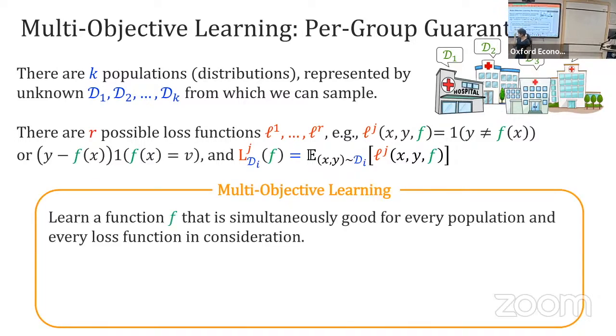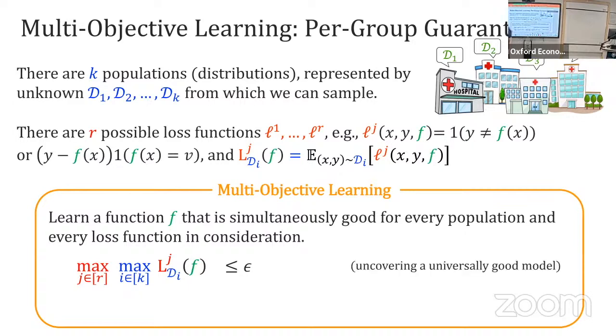What the multi-objective learning framework says and wants is to learn one function f. And right now, let's say that the fact that f is a single function is important. We can relax that. It should be simultaneously good for every population and every loss function. What might that look like is that if I fix the population and the loss function, this is what I'm asking for. Now, I'm saying that no matter what the population or what the loss, I still have an upper bound.